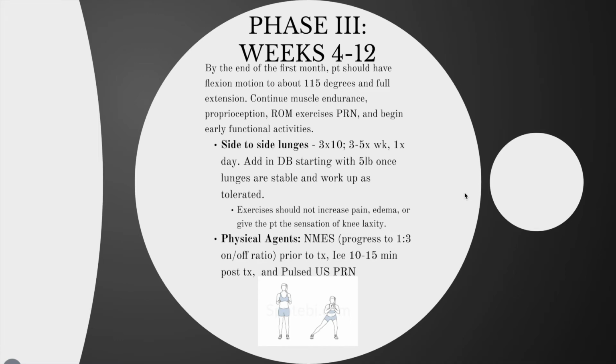You would also continue with strength progressions, early functional exercises, and then do grades 3 and 4 joint mobs as needed. So for this phase 3, I chose side to side lunges, 3 sets of 10, because it does engage the muscles. And you can add in dumbbells starting with the 5 pounds once these lunges are stable and work up as tolerated.